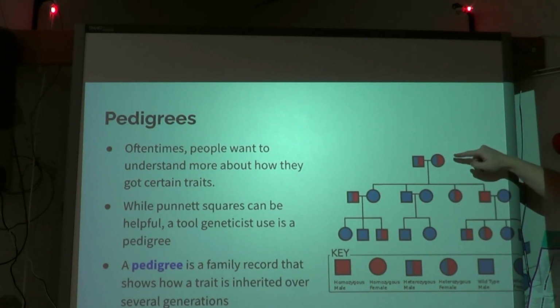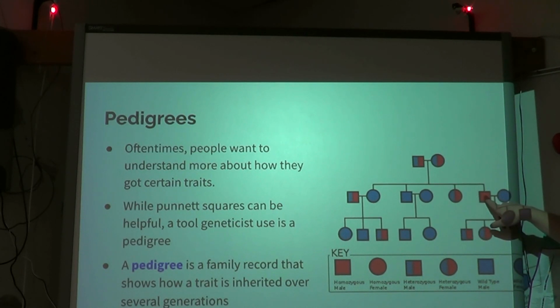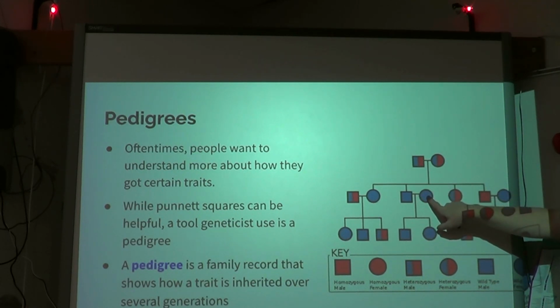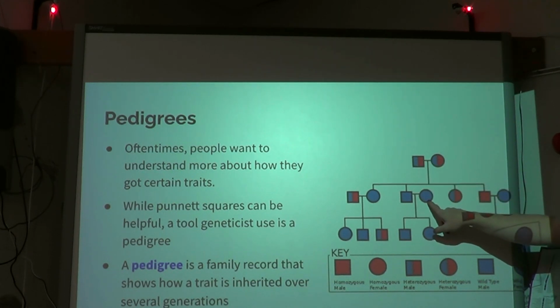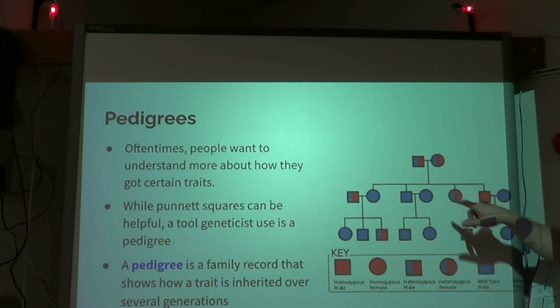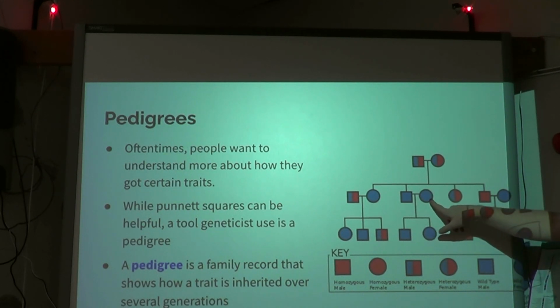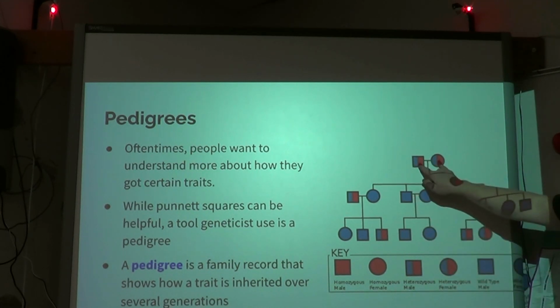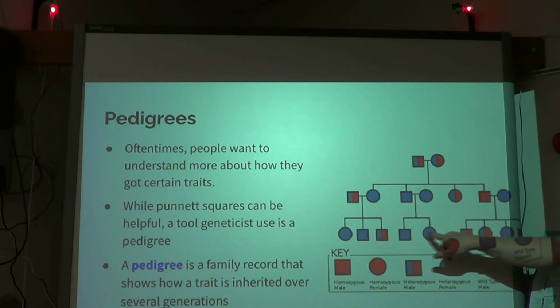So how many children did this couple have? They had four. There's the first, the second, the third, the fourth. Is this circle, this female, connected directly to these two? No, okay? So this is part of the pedigree, part of the family tree, but this is not a direct biological descendant, not blood related to these two. So these two have one, two, three, four children. And then, for example, these two have one, two children.